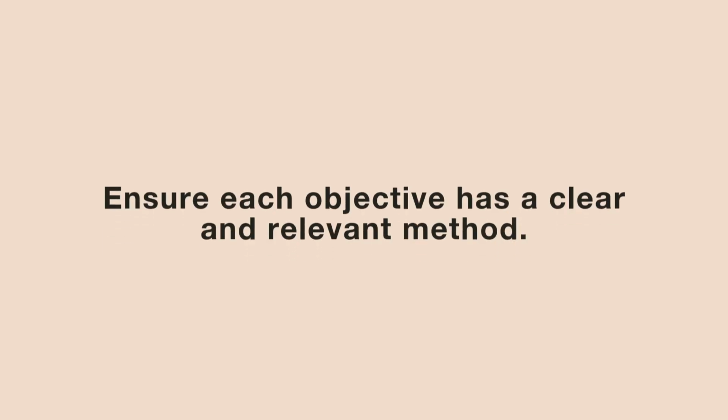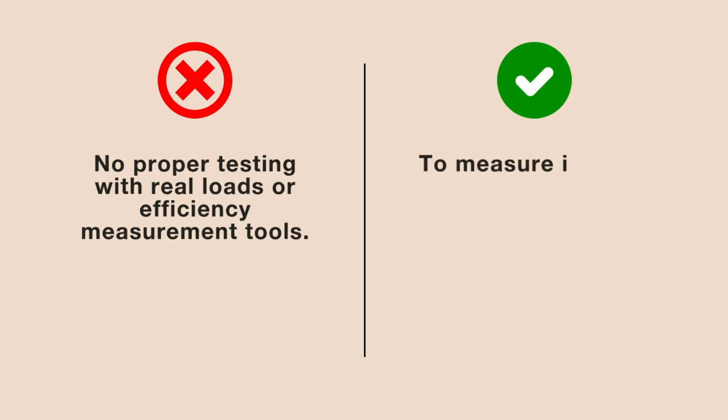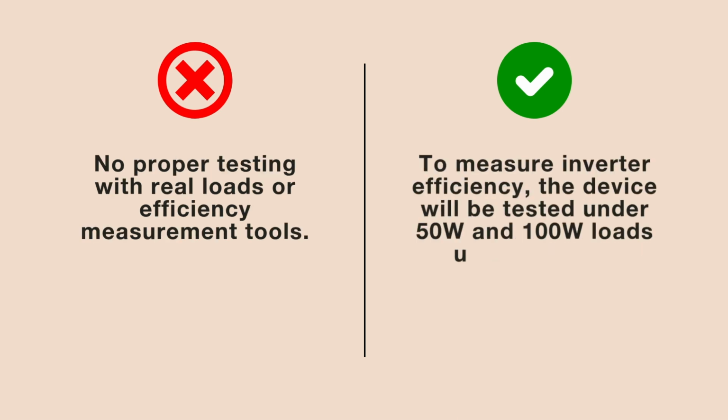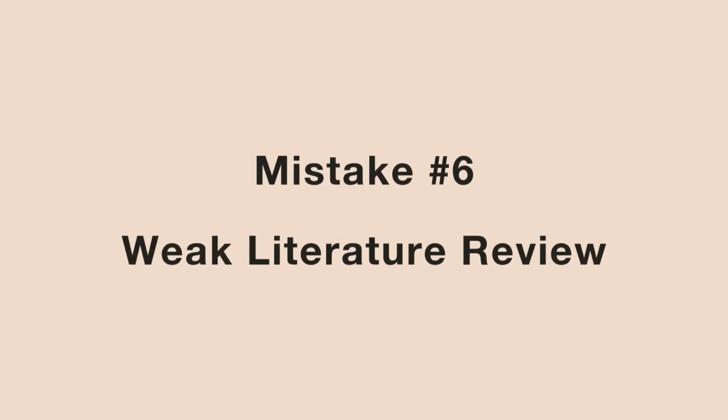So ensure each objective has a clear and relevant method, such as to evaluate learning improvement, the study will conduct pre and post tests with 50 students. Or to measure inverter efficiency, the device will be tested under 50-watt and 100-watt loads using a power analyzer. So these revised methods now clearly match the objective and ensure you can gather the right data to support your conclusions. So always ask, does this method actually allow me to answer my research question or achieve my goals?